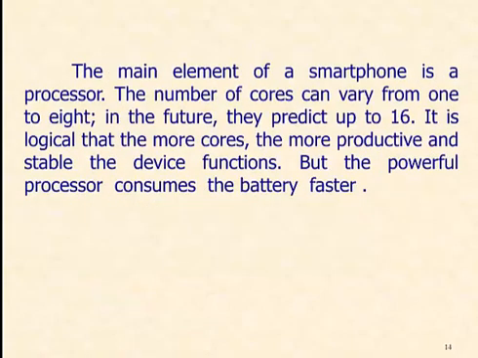The main element of a smartphone is the processor. The number of cores, of course, can vary from 1 to 8. In the future, they predict up to 16. It's logical that the more cores, the more productive and stable the device functions, but the powerful processor consumes the battery faster. It's the price of fast work.